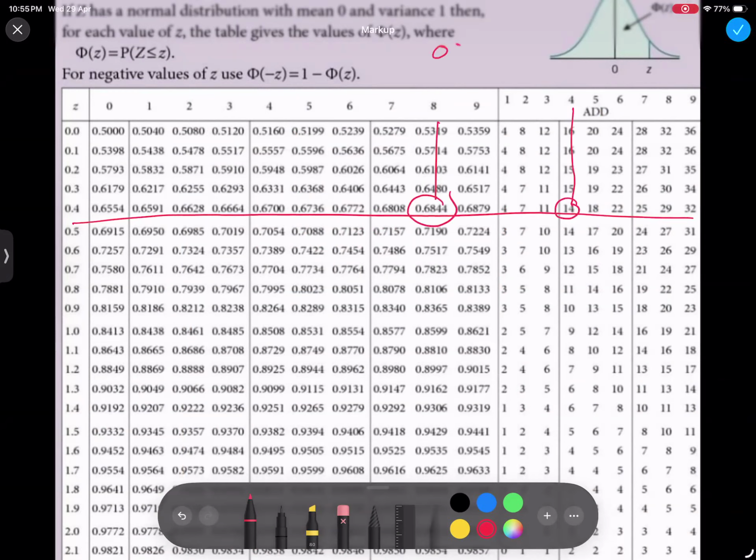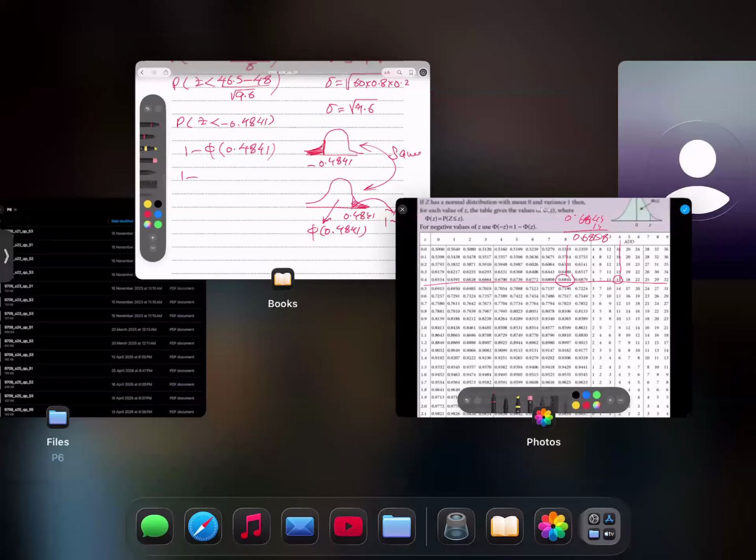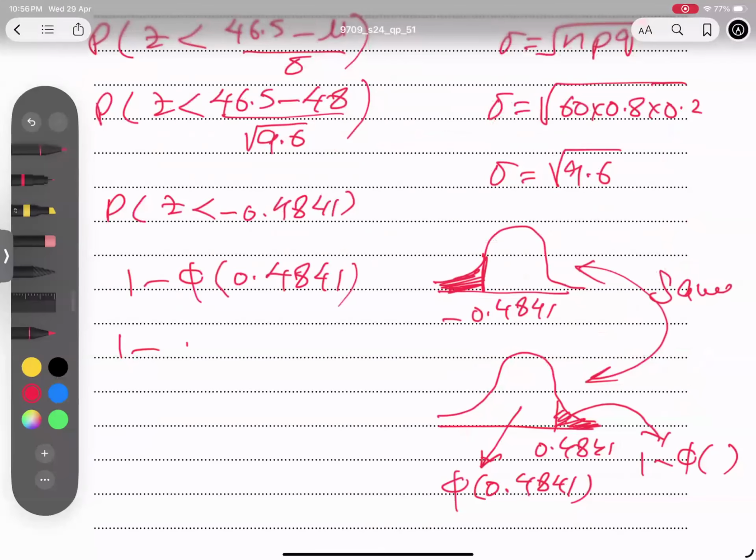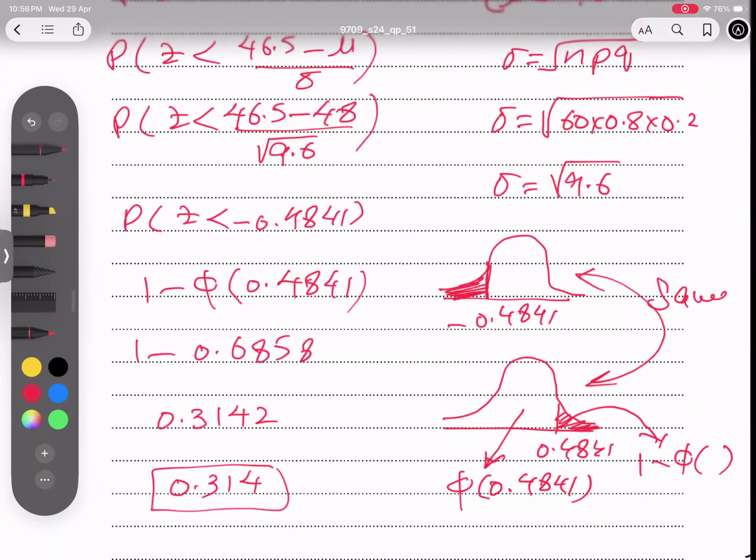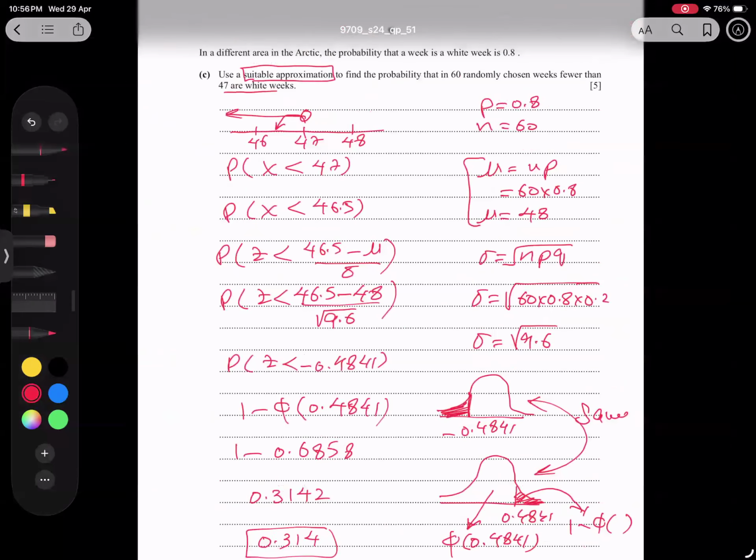So 0.6844, 6844 and 14 add. So 6858. So I'm getting 0.6858. So 0.314, and after rounding to 3SF, we are getting 0.314. I hope so. The concept of the question is very, very clear.